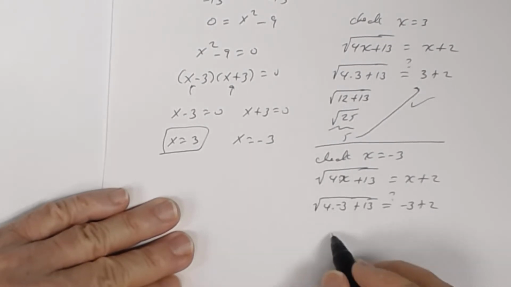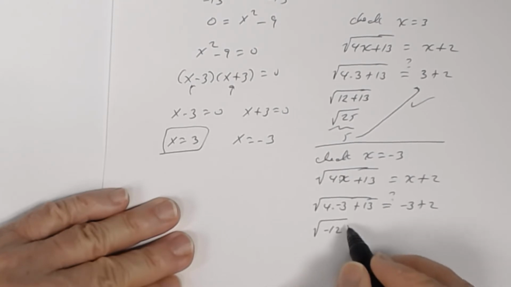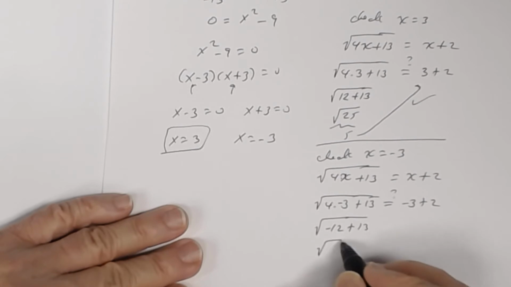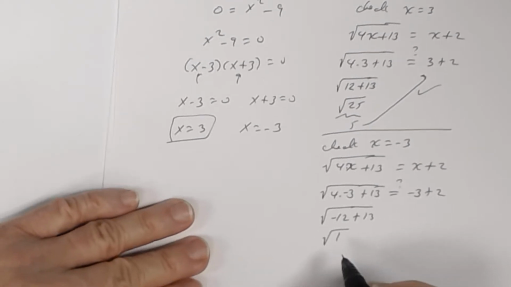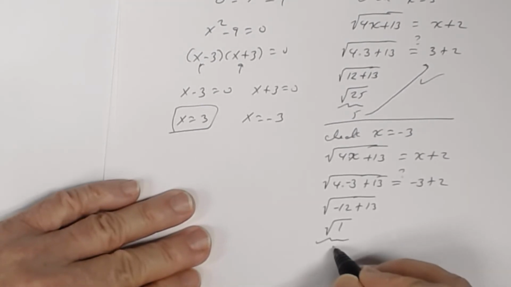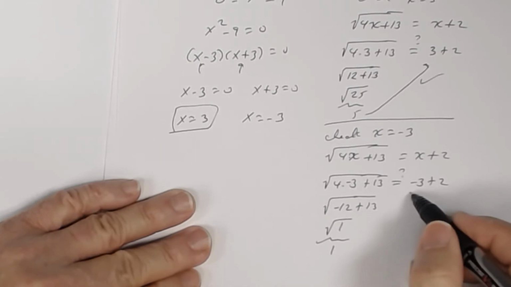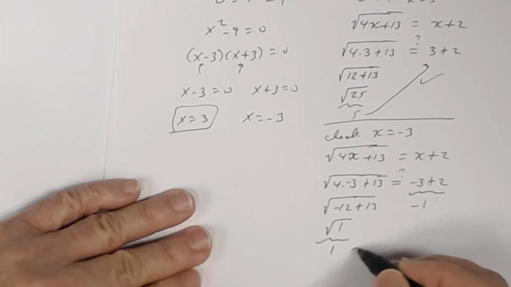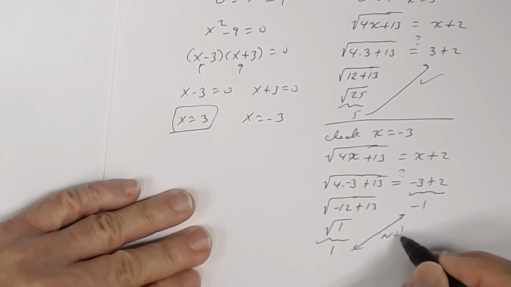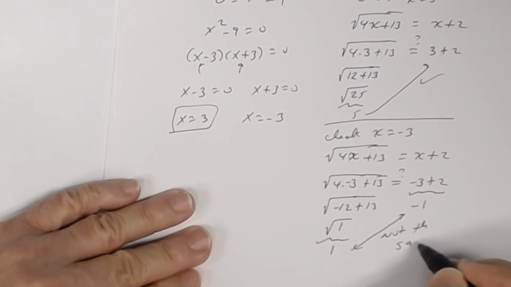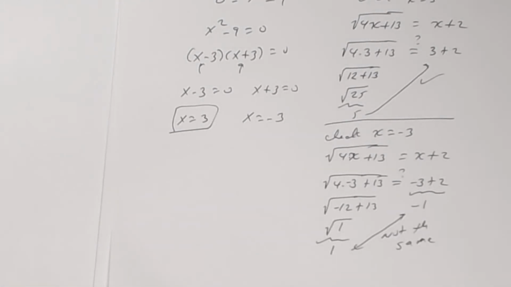Well, 4 times negative 3 is negative 12. And negative 12 plus 13, the square root of that, is the square root of 1. And the square root of 1, we know, is 1. But negative 3 plus 2, though, is negative 1. And notice that 1 is not equal to negative 1. They're not the same thing.